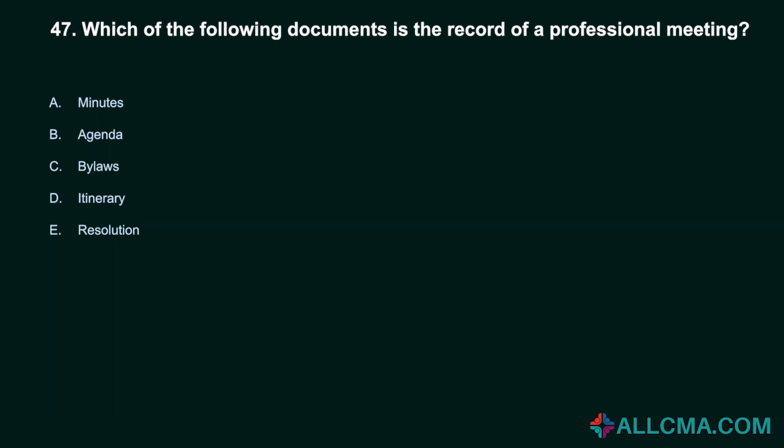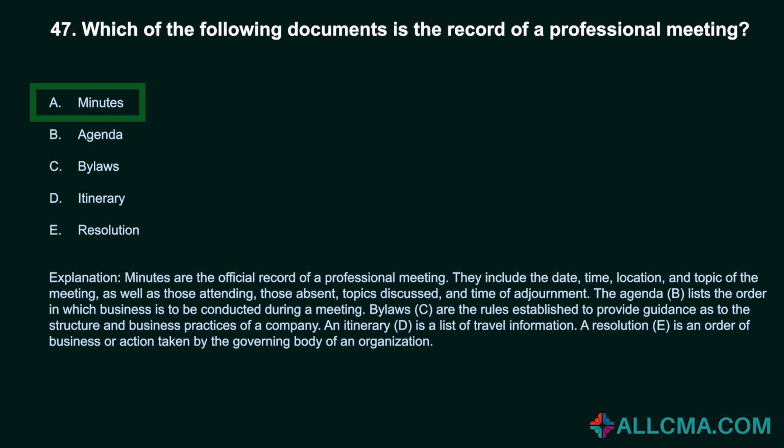47. Which of the following documents is the record of a professional meeting? A. Minutes. B. Agenda. C. Bylaws. D. Itinerary. E. Resolution. Correct answer, A. Minutes. Minutes are the official record of a professional meeting. They include the date, time, location, and topic of the meeting, as well as those attending, those absent, topics discussed, and time of adjournment.